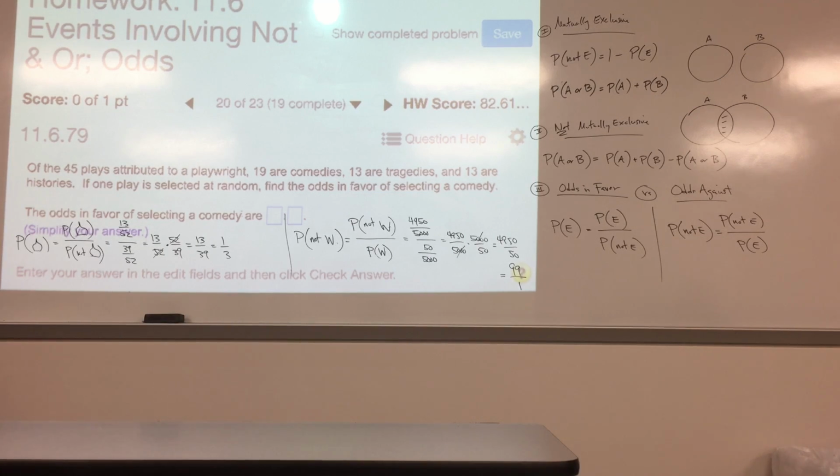Let's do another one. Let's take a look at this. Of the 45 plays attributed to a playwright, 19 are comedies, 13 are tragedies, and 13 are histories. This number is important because they already added those up for you, didn't they? This is like your number of raffle tickets. This is not like your number of cards in a deck. This is like your number of sides on a die. Find the odds in favor of selecting a comedy. 1 or 2?